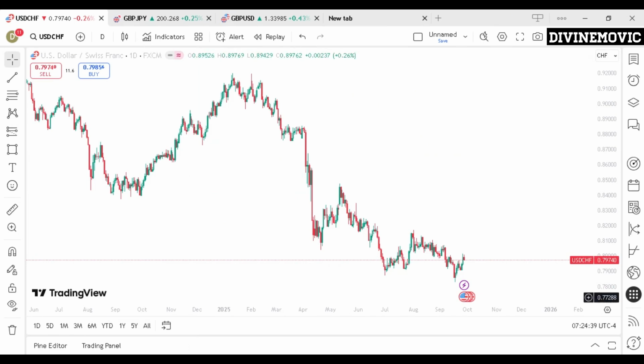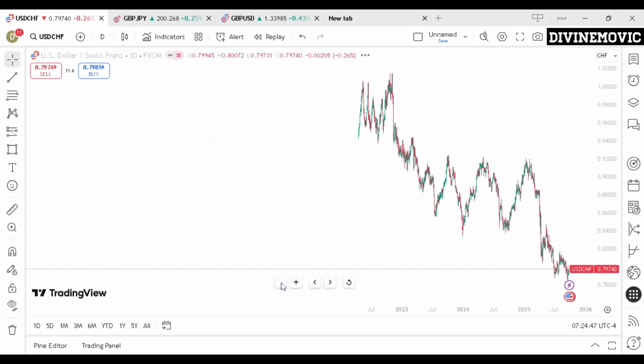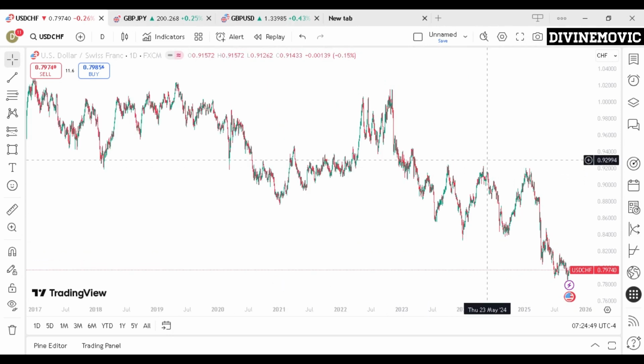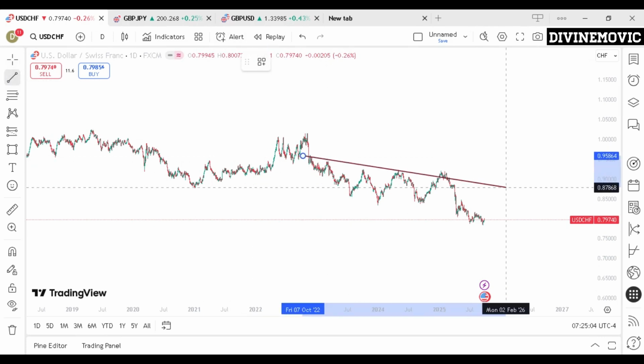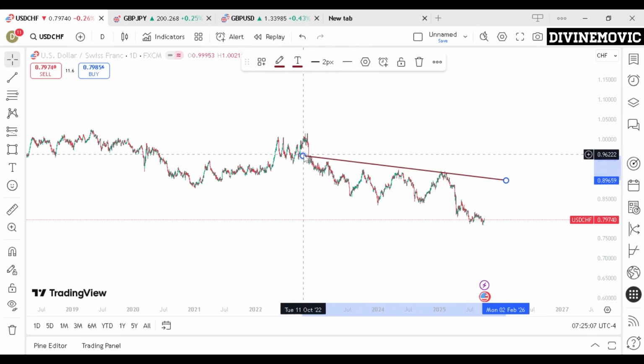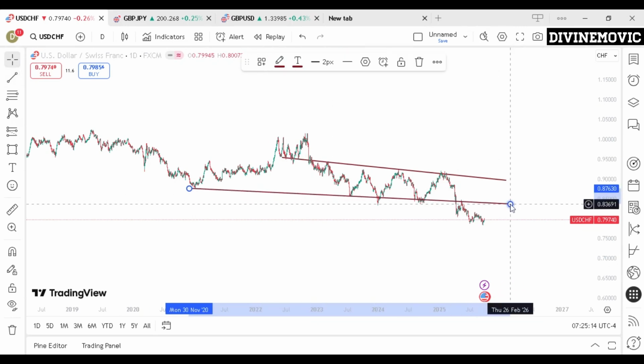For us to apply support and resistance, we want to zoom out properly and see the bigger picture of the market, right? We want to see the general view of the market, where price is coming from on the long run and where price might be going to. We use the trend line to identify that here is a resistance, here's a resistance, and for every resistance, there is a support. Here is clearly a support.